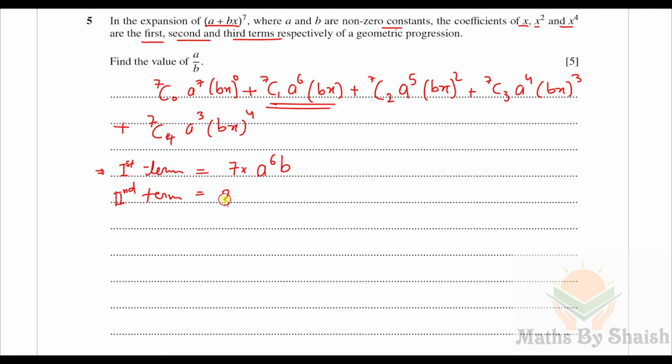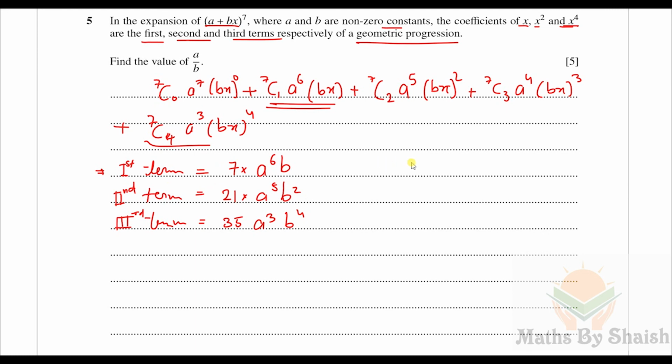And the third term is the coefficient of x power 4. The coefficient of x power 4 is 7c4, which is 35, a cube and b power 4. Now since it is given that they are the first, second and third terms of a geometric progression, it means their ratio would be the same, that is the common ratio.